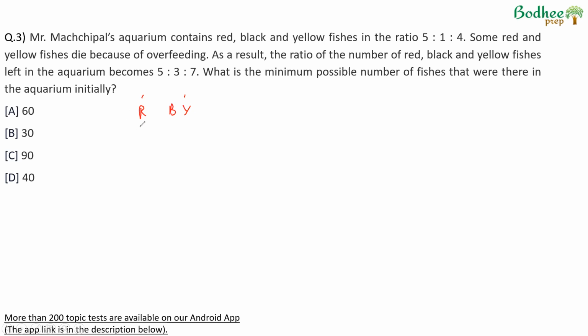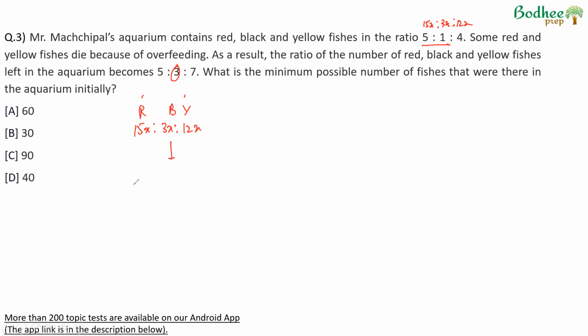Suppose the number of fishes initially was in the ratio 5:1:4, red, black, yellow. Also, when some red and yellow fishes die, the ratio becomes 5:3:7. So the number of black fish becomes a multiple of 3. So let this initially be, I'm multiplying this by 3 to start with, 15x, 3x, and 12x. The number of fish initially is 15x, 3x, and 12x.